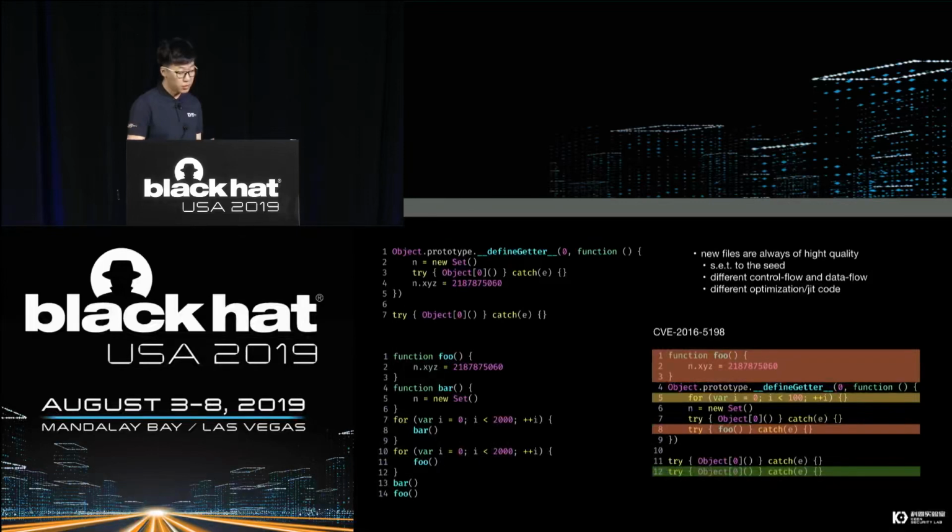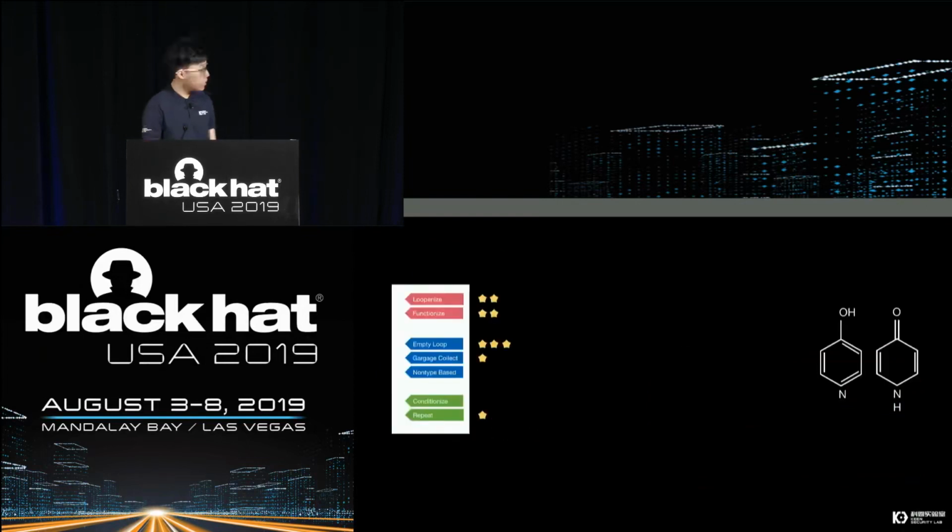That's how SET mutates a seed. The new files are very similar to the original seed, but they have different CFG and DFG, and we expect the compiler will generate different JIT code. The list is far from being complete, but it shows some very useful transformations. We also label each with stars. More stars means more effective, at least in our fuzzer.